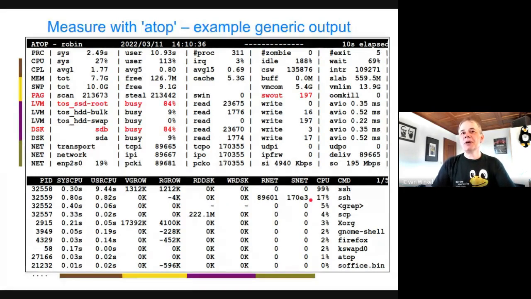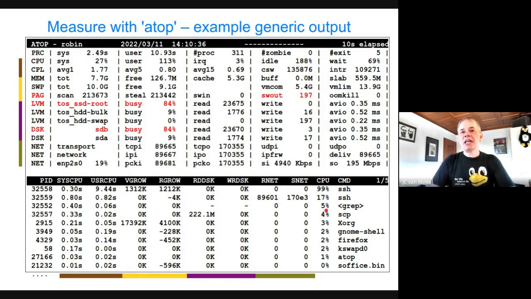One thing that you'll notice is the program grep here. The program grep has angle brackets around it, which means that the program grep has exited in the past 10 seconds, but in the time it was running, it used up 5% of the CPU capacity.